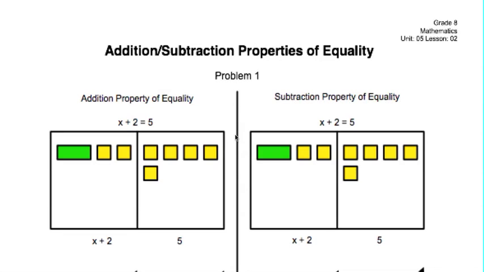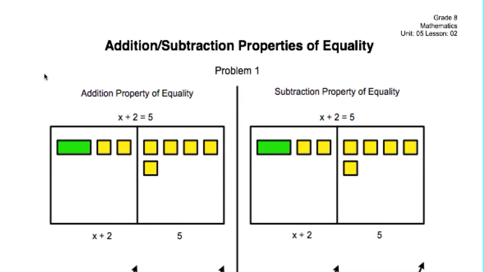Video notes. Today's video notes are on one-step equations, or solving equations with only one step. Today we're going to look at both the addition and subtraction properties of equality and how we can use them to solve one-step equations, and the multiplication and division properties of equality. Let's first look at the addition and subtraction properties of equality.